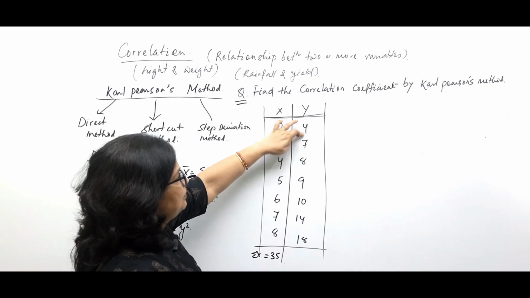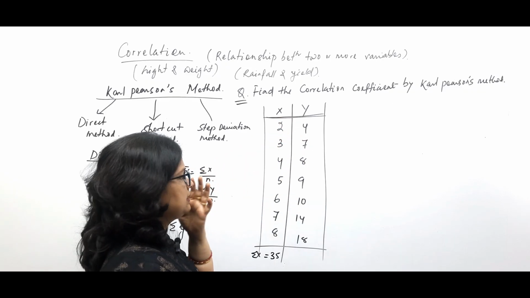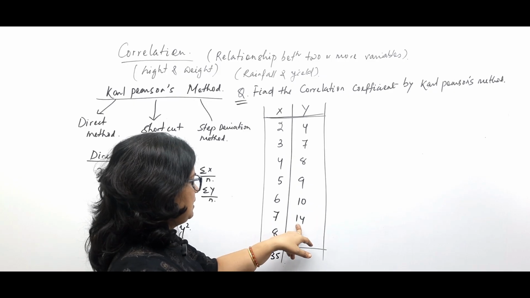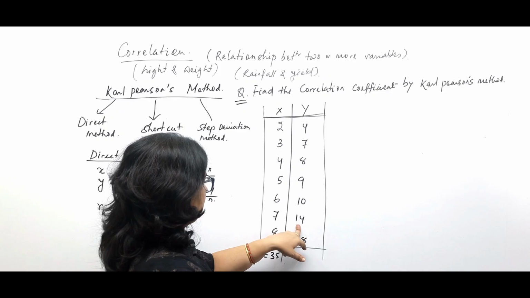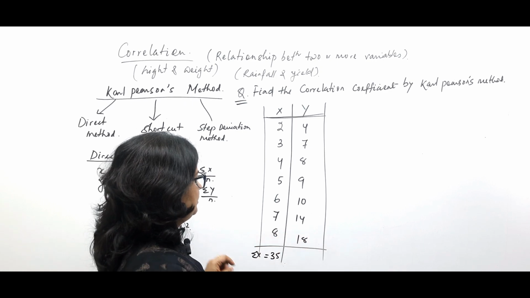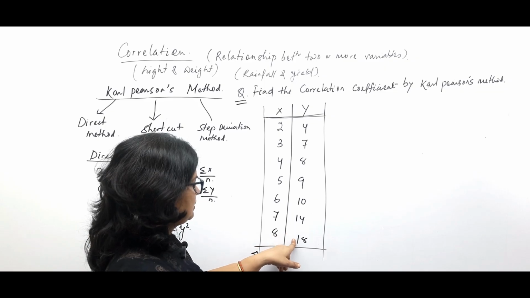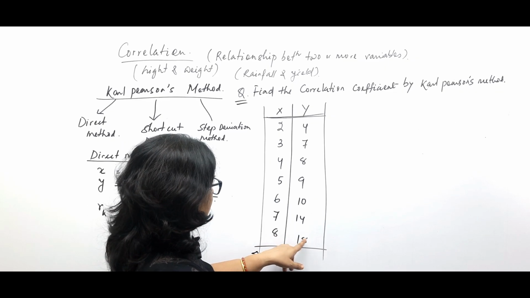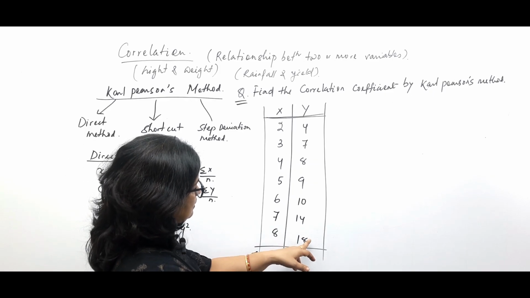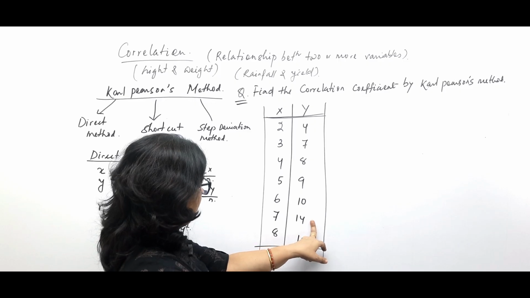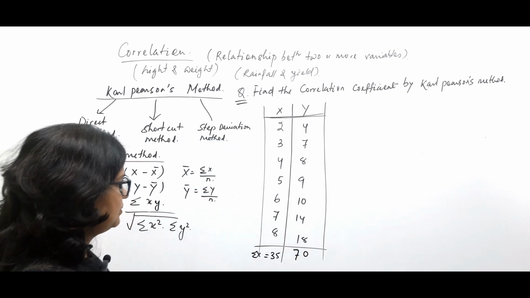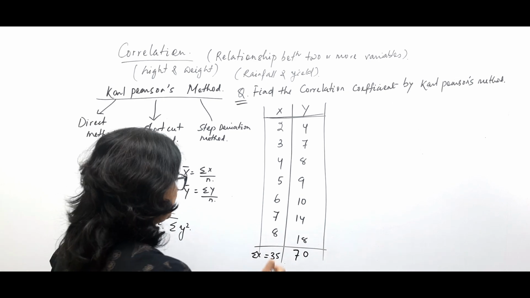Now for y: 4 plus 7 is 11, 11 plus 8 is 19, 19 plus 9 is 28, 28 plus 10 is 38, 38 plus 10 is 48, 48 plus 4 is 52, 52 plus 10 is 62, 62 plus 8 is 70. This one is 70. This is sigma y.